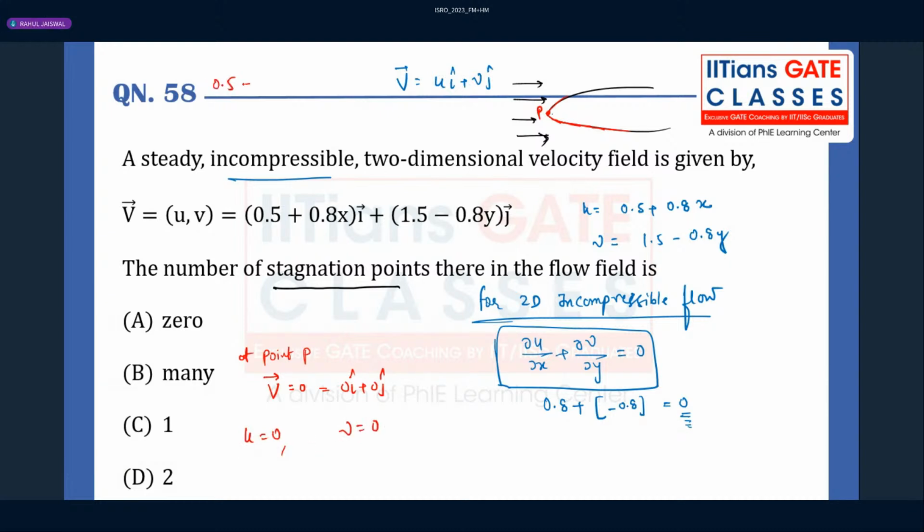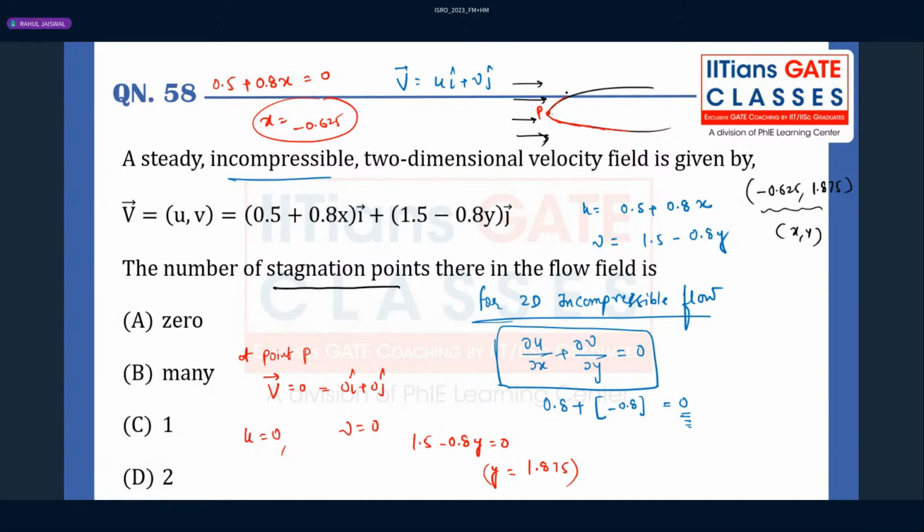That means 0.5 + 0.8x is 0, so x will be -0.5 divided by 0.8, that is -0.625. And what is the y value? 1.5 - 0.8y is 0, then y will be 1.875. That means you are getting one coordinate in the 2D flow field, at -0.625 and 1.875, where you get zero velocity. How many stagnation points? One. Only one coordinate you have, right?